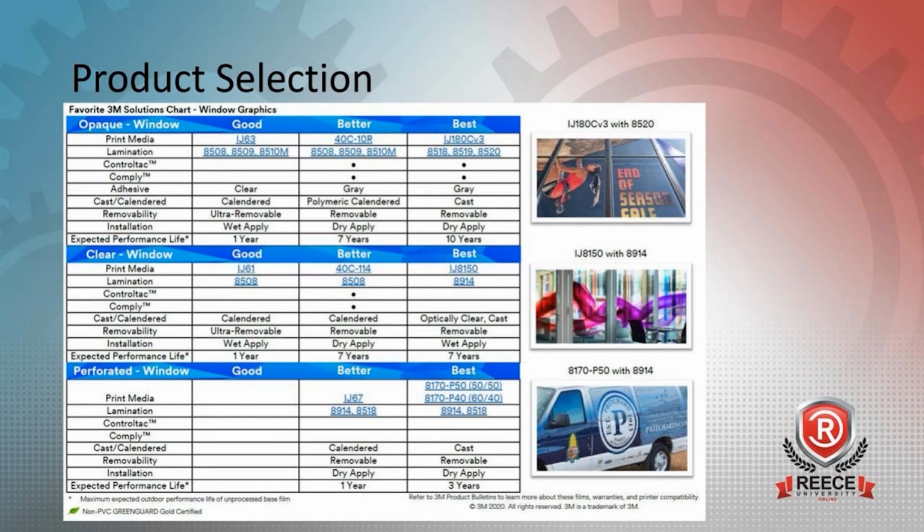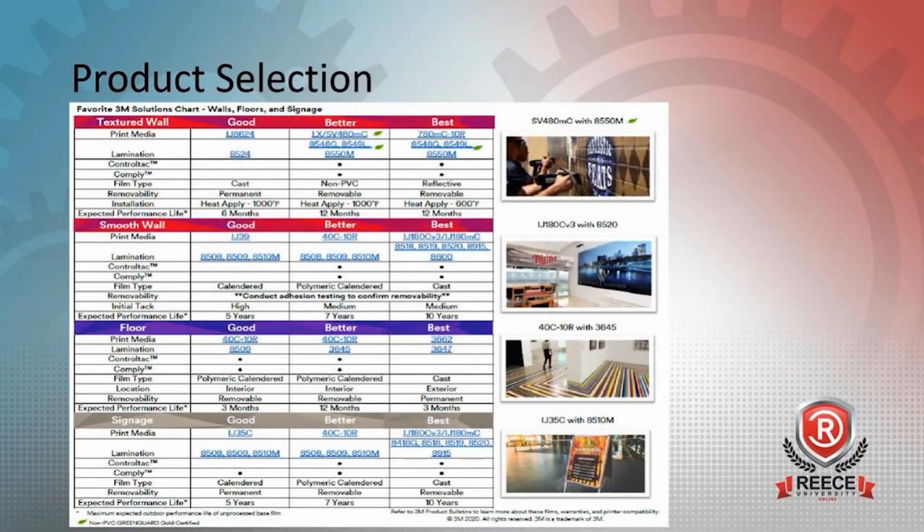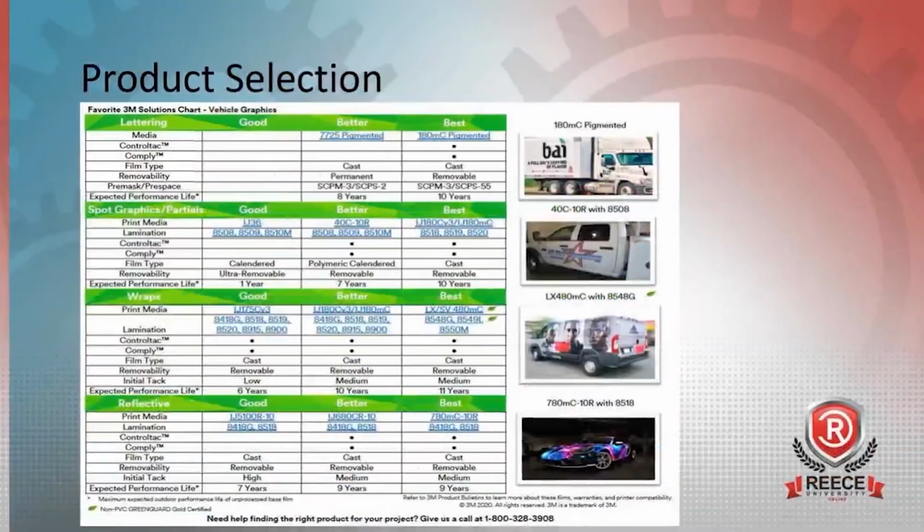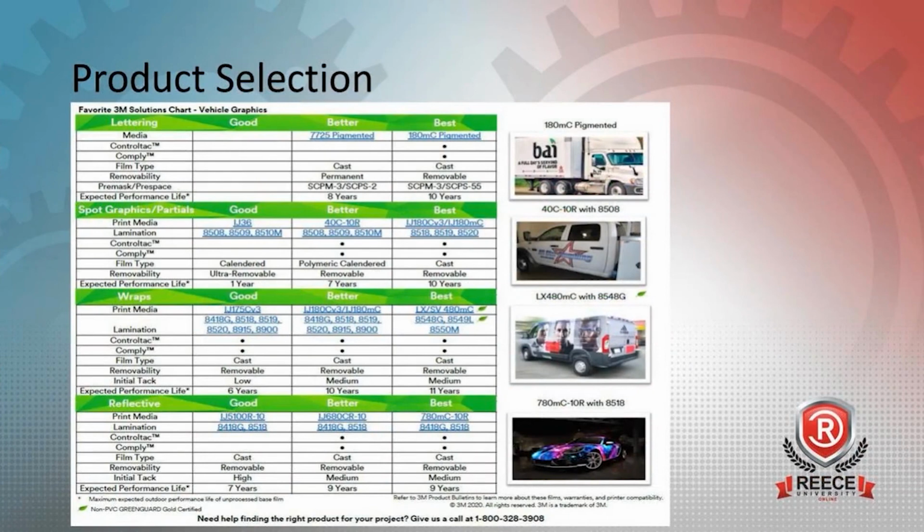Anything you see in blue is going to be a direct hyperlink to our technical product bulletins. So if you want to learn a little more information about any of those products, you can pull that product bulletin and have all the details right there. And then the next page is going to have textured walls, smooth walls, floors, and signage. Same setup. And then the third page is going to have lettering or partial decals, wraps, and reflective.